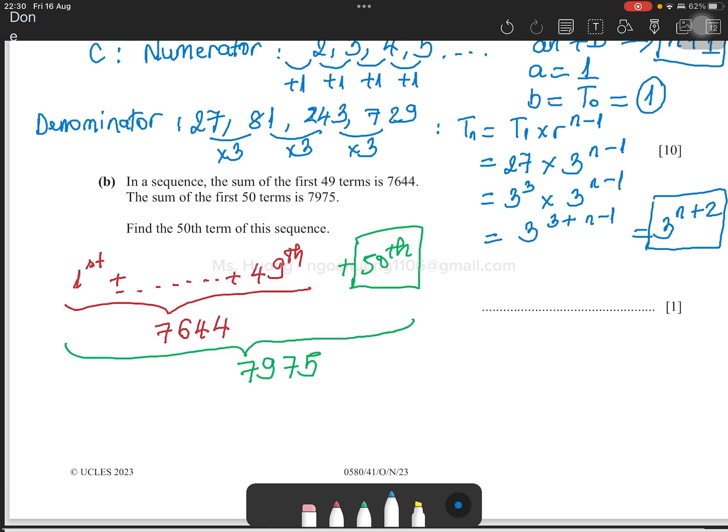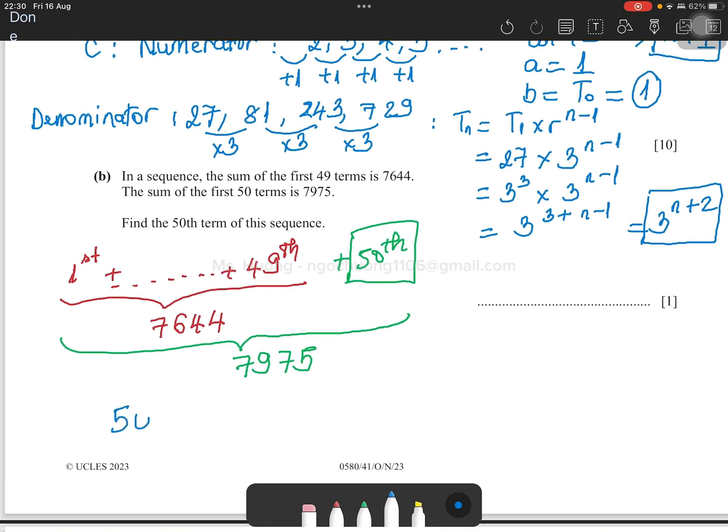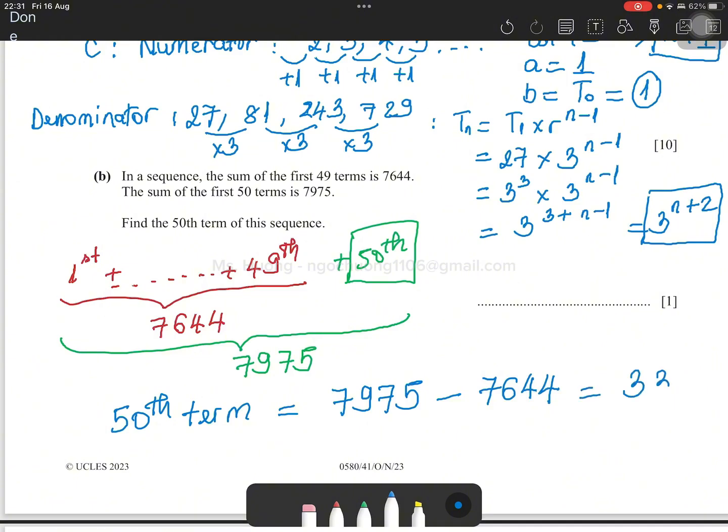To find the 50th term, we need to subtract the sum of 49 terms from the sum of 50 terms. And the answer is 331. So the answer is 331.